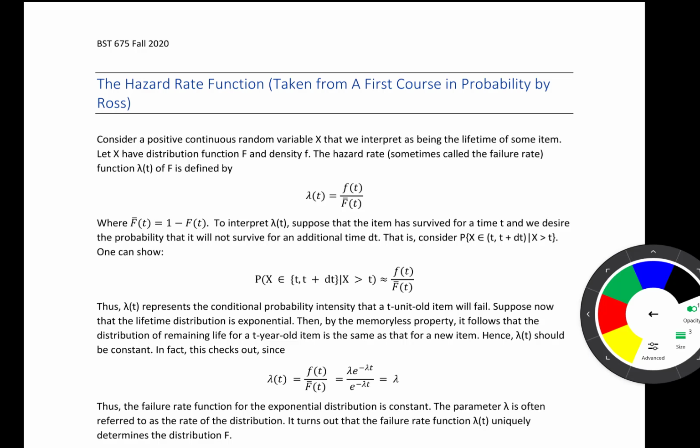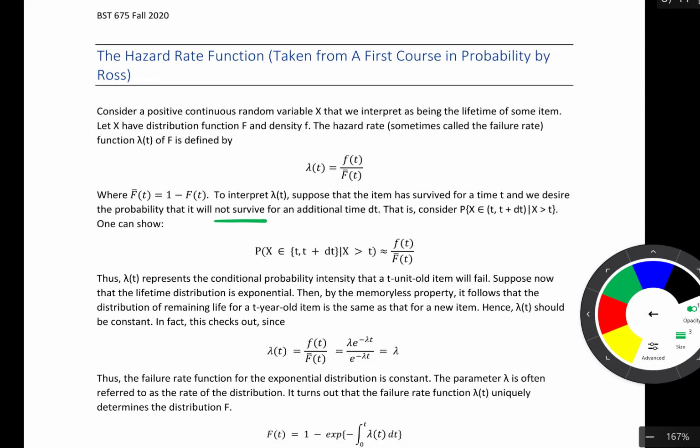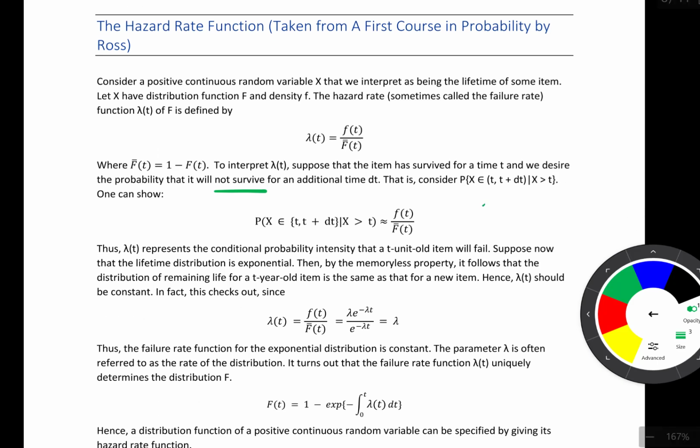To interpret lambda of t, suppose that an item has survived for time t, and we desire the probability that it will not survive for an additional time dt. That is, consider the probability that X is included in the interval t to t plus dt, given that X already survived t. So notice this is very similar to that memoryless property that we just looked at. And it ends up that we can show the following. Thus, lambda of t represents the conditional probability intensity that a t-unit old item will fail.